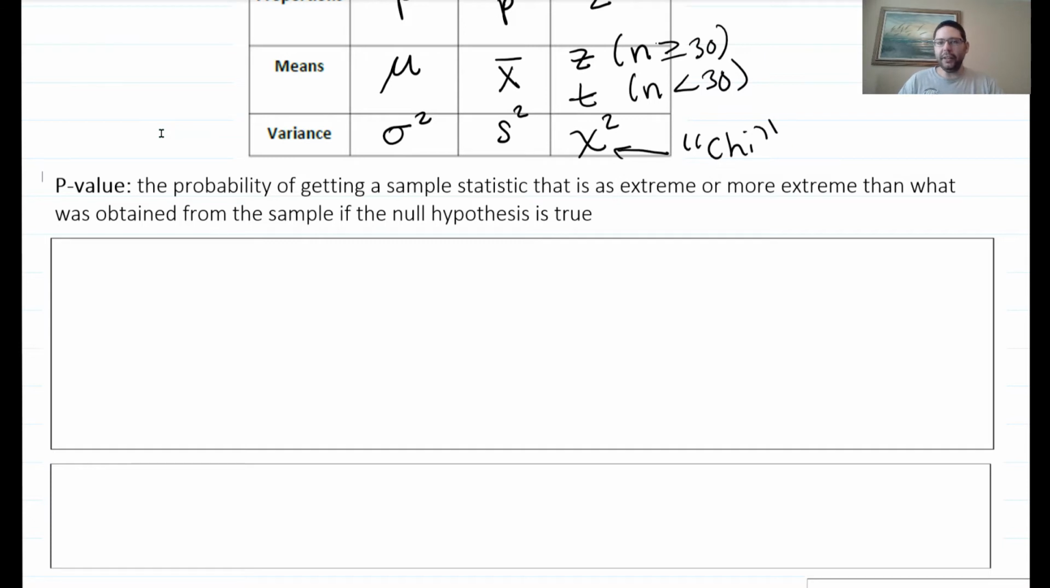So what is the p-value? That's that blue area that we looked at earlier. The p-value is the probability of getting a sample statistic that is as extreme or more extreme than what was attained from the sample, assuming that the null hypothesis is true. So assuming the null hypothesis is true, which is what we always assume, we find the probability of getting that sample mean, or whatever you're looking for, that is that value or more extreme. That's what the p-value is.